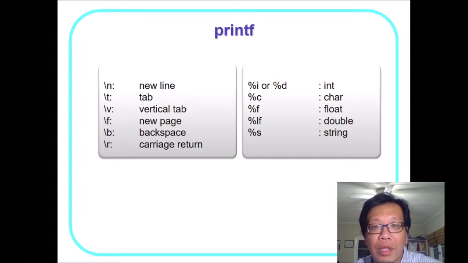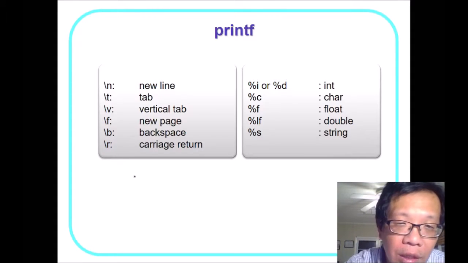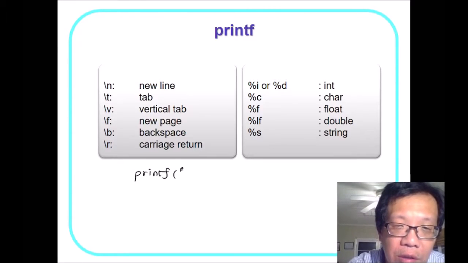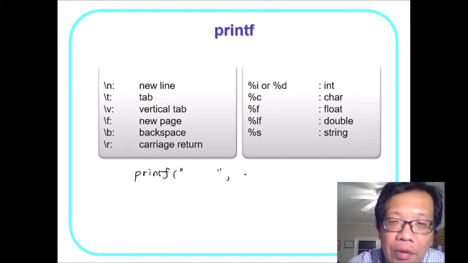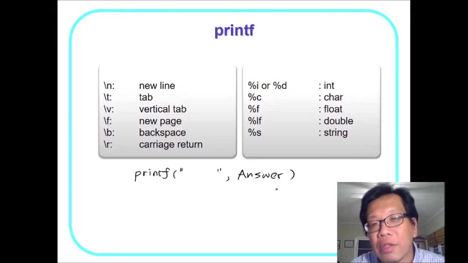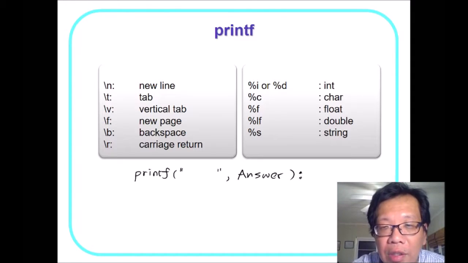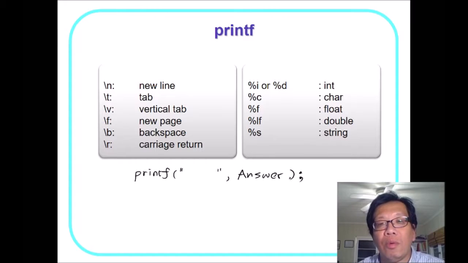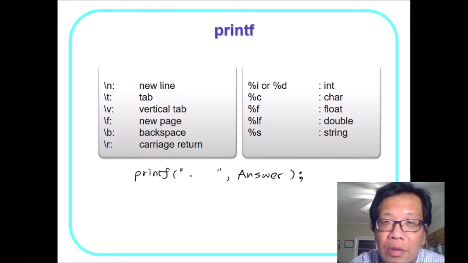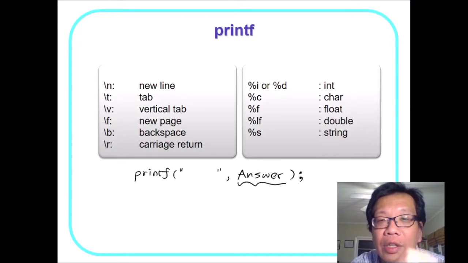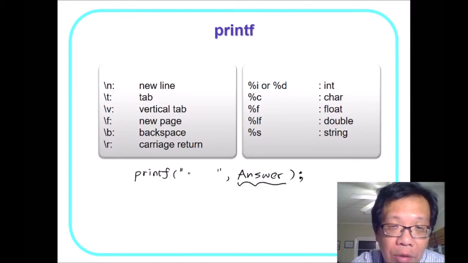So normally when we are printing out a variable, the variable is going to be over here. So if we want to print out the answer over here, what are we going to put over here? It depends on what the variable is, what the data type is. If the data type over here is an integer, then you will need to put d over here.